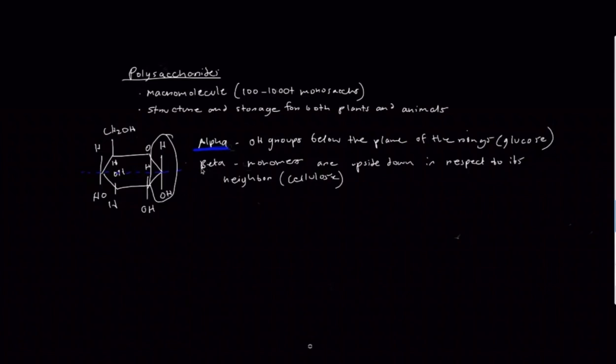So that's actually something kind of important to understand. Cows, for example, have cellulose digesting bacteria that can break down cellulose, but for us humans, we are not able to break this down. We can break down starch, alpha linkages, but we're not able to break down beta linkages.